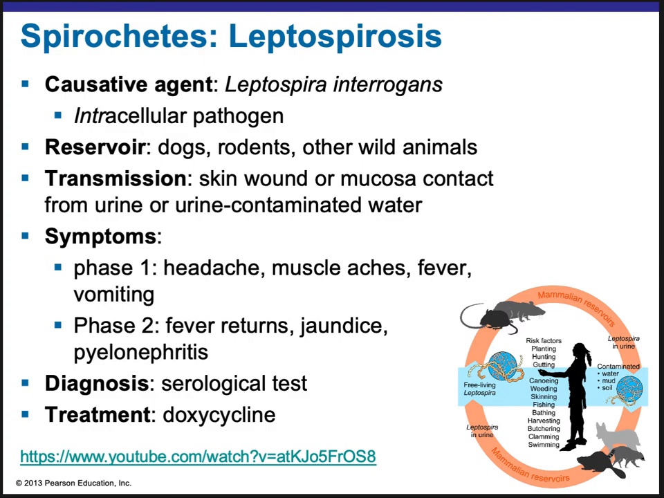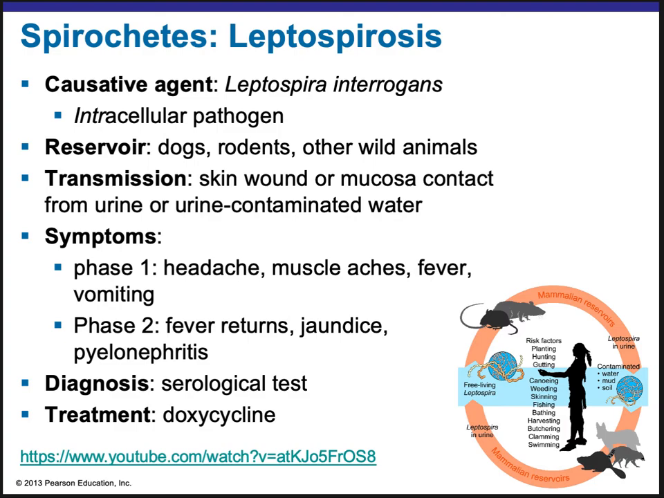And at first you have symptoms of headache, muscle aches, fever, vomiting, and then you start to feel better, and then the fever returns, and now you also will have symptoms of jaundice, which is yellowing of the skin and eyes because now you have inflammation of the liver. And then you will also have symptoms of a kidney infection because it has spread to the kidneys and caused pyelonephritis. And of course, you know that a kidney infection can be life-threatening. So can a liver infection. So these are pretty serious.